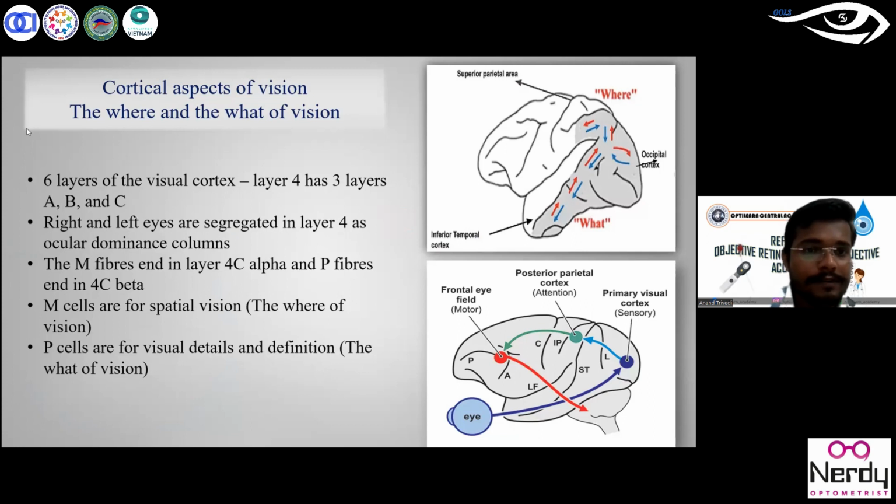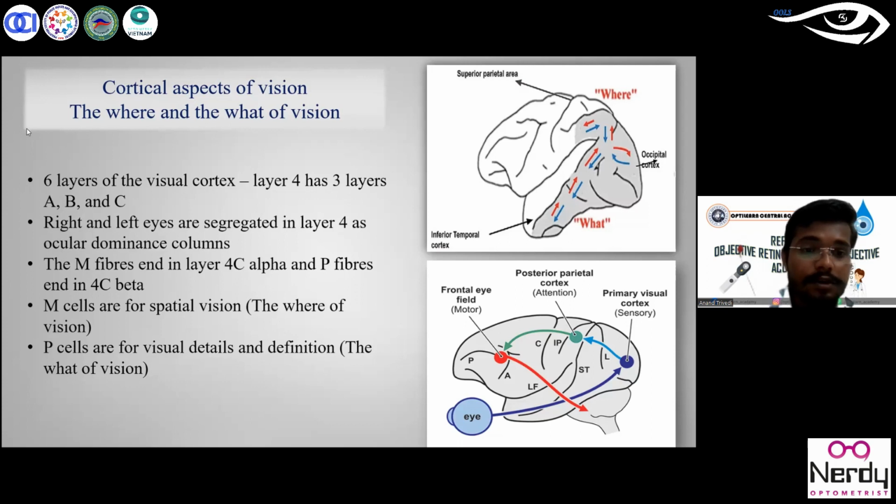So we will be talking about the cortical aspects of vision. So where is the vision and what of the vision? The parvocellular cells are involved in the what of vision, and they go to the infratemporal cortex. There are 6 layers of visual cortex. Layer 4 has 3 sublayers, A, B, and C. Right and left eyes are segregated in layer 4 as ocular dominance columns. The M fibers end in layer 4C alpha, and P fibers end in 4C beta.